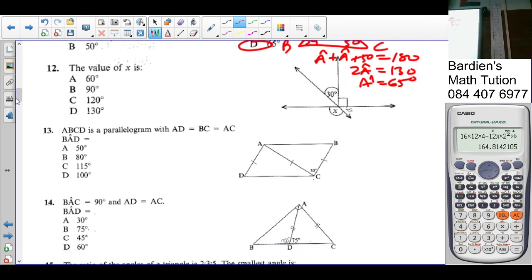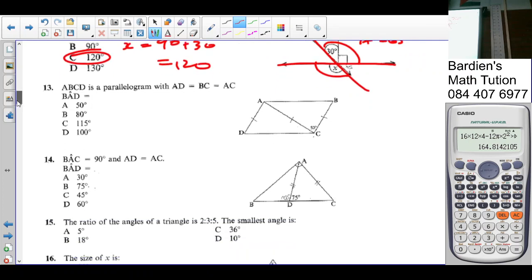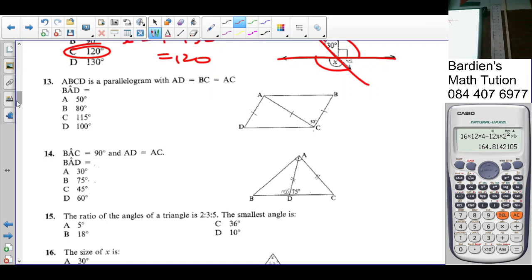Number 12, x. So this is vertically opposite here. Not so? So x is equal to 90 plus 30, which is 120. Makes the answer C.